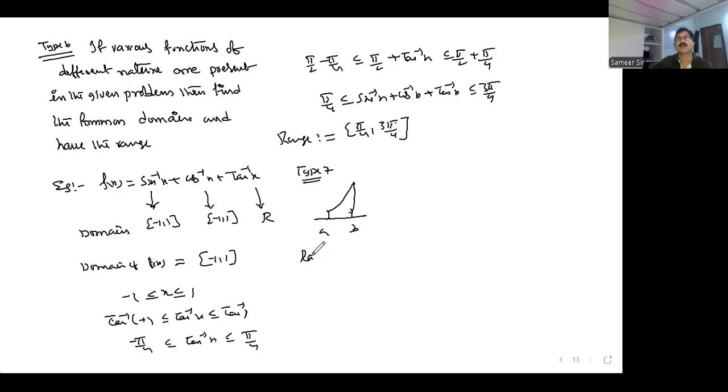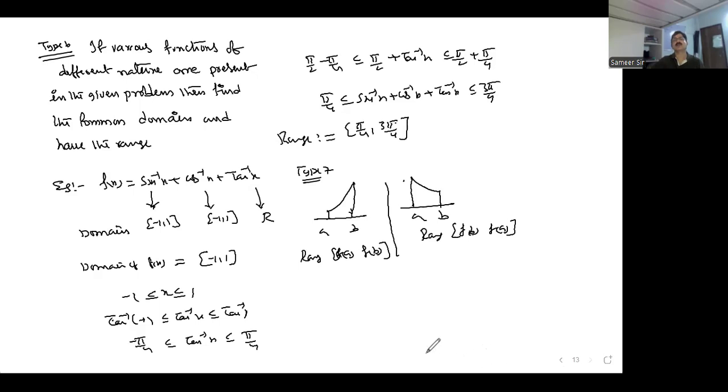So what will the range be? It will be f of a, f of b. Okay, if it is a strictly decreasing function, so what will the range be? It will be f of b, f of a. Okay, strictly increasing, strictly decreasing function, it works like this.